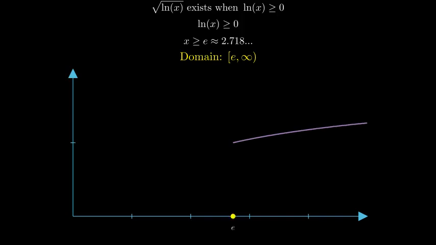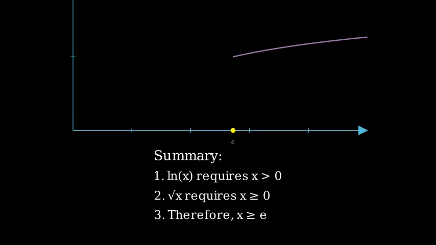To summarize, we found the domain by considering both the restriction of the natural log, which requires x to be positive, and the restriction of the square root, which requires its input to be non-negative. This led us to the conclusion that x must be greater than or equal to e.